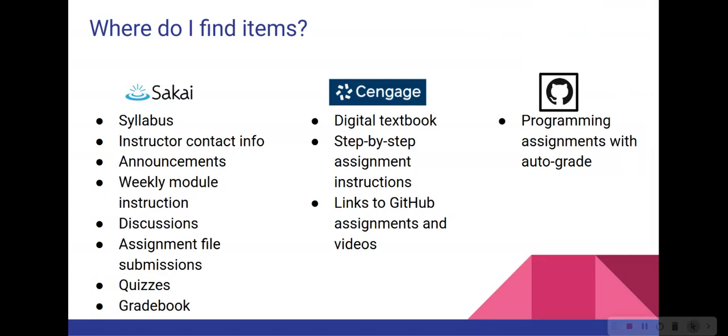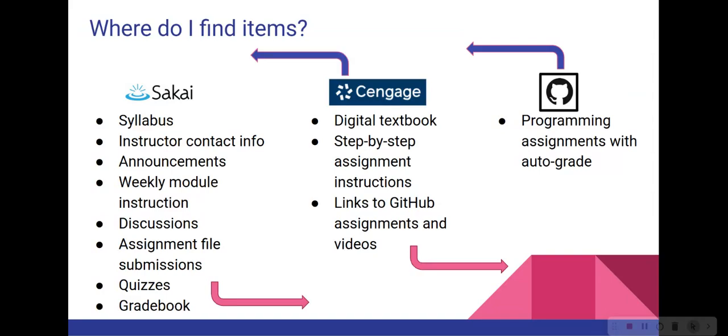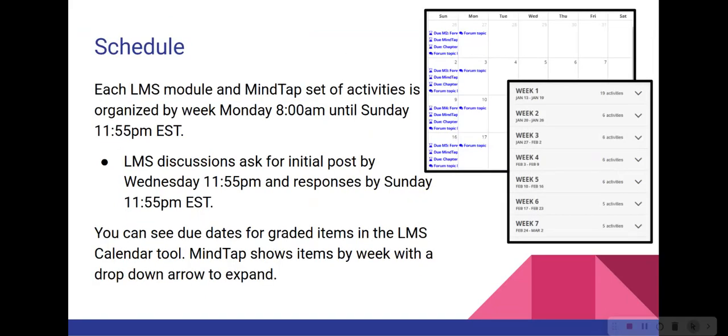Let's recap how the course works. The LMS is the starting point for each week in the module. Step-by-step instructions are hosted in Cengage MindTap that link to GitHub. Scores captured by GitHub will display in the Cengage MindTap, and the instructor will manually enter those grades into the LMS gradebook. The entire course schedule is found in the LMS.